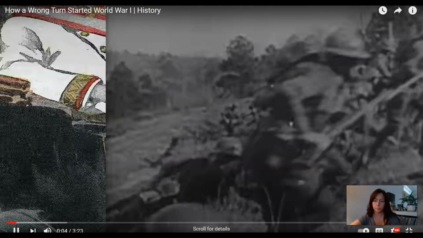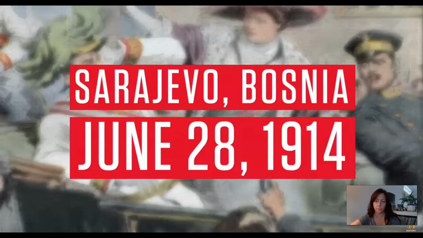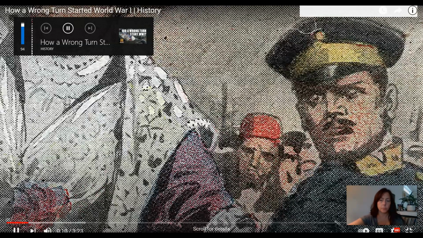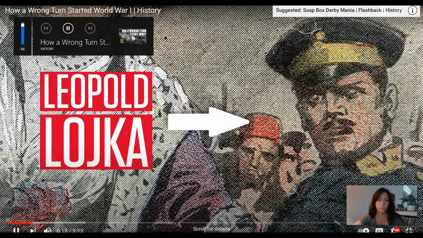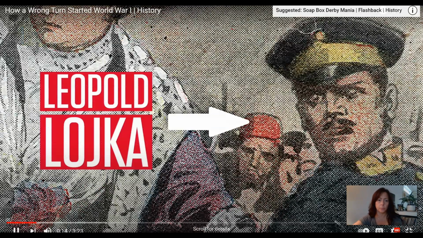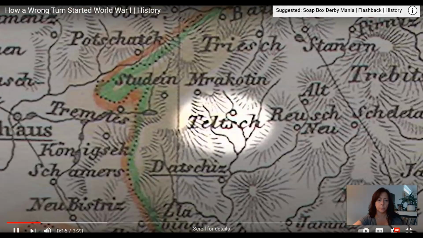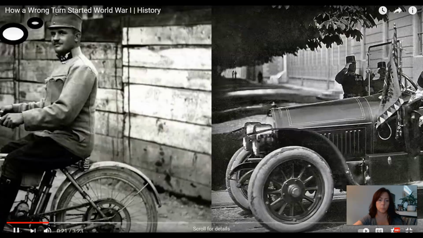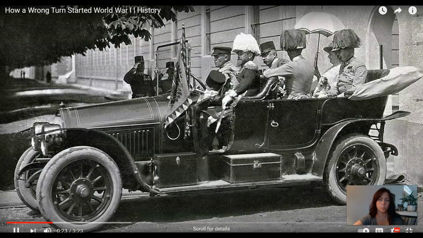Most would say World War I started with a gunshot. But there's a lot more to the story. This is Leopold Loika. He was born on September 17, 1886, in the old Bohemian village of Telch. Originally a horse wrangler, Leopold moved on to real horsepower when he became Archduke Franz Ferdinand's chauffeur in 1909.